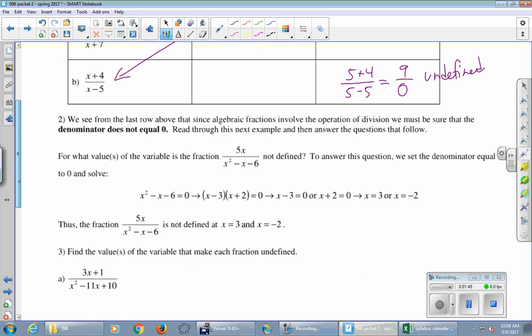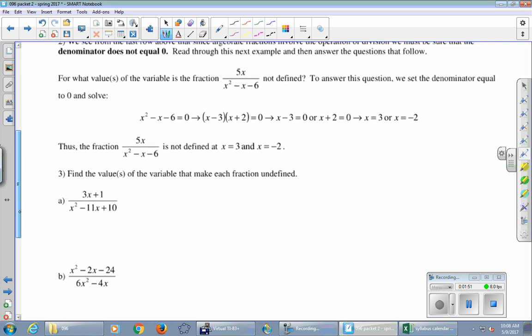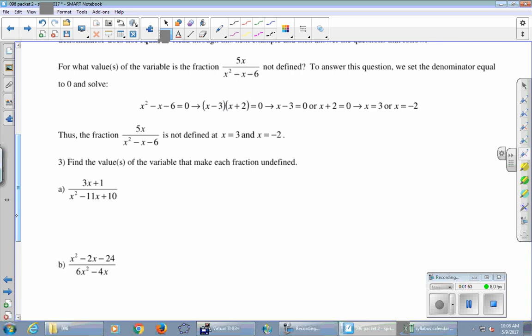Okay, so that means that we can have a problem like this thing. Let's take a look at part A. And we can ask the question, for what values of the variable is the fraction undefined? So the word undefined is exactly the one that we just saw. You cannot divide by 0. So if you see undefined, you say, oh, that means the denominator cannot equal 0.